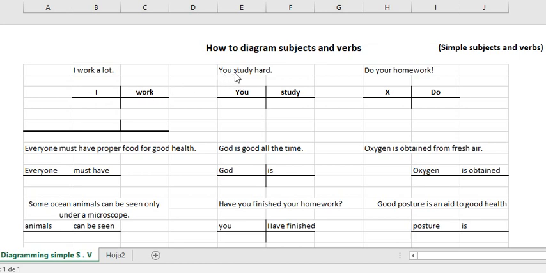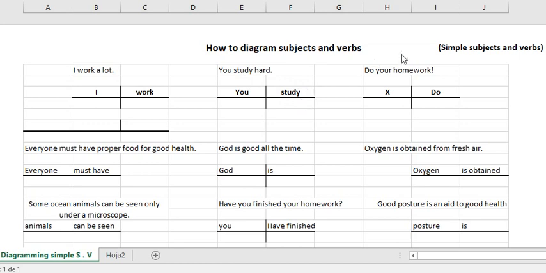Then you study hard. Okay, pay attention to this. When we have a capitalized word in the sentence, we write it capitalized also in the diagramming. But if in the sentence we have a lowercase word, we're going to write it in lowercase in the diagramming too.